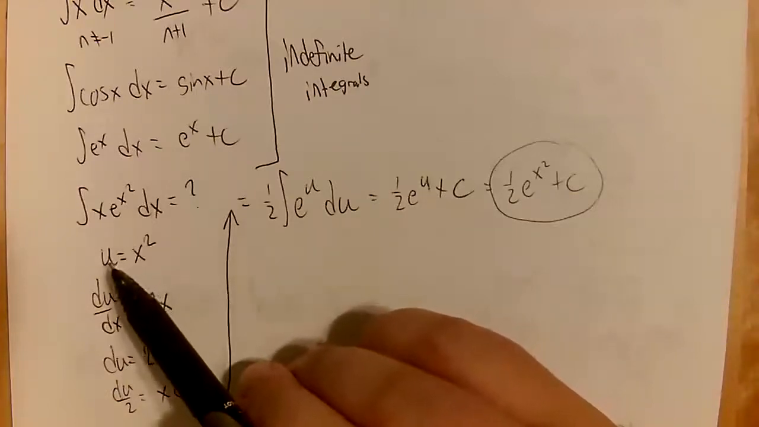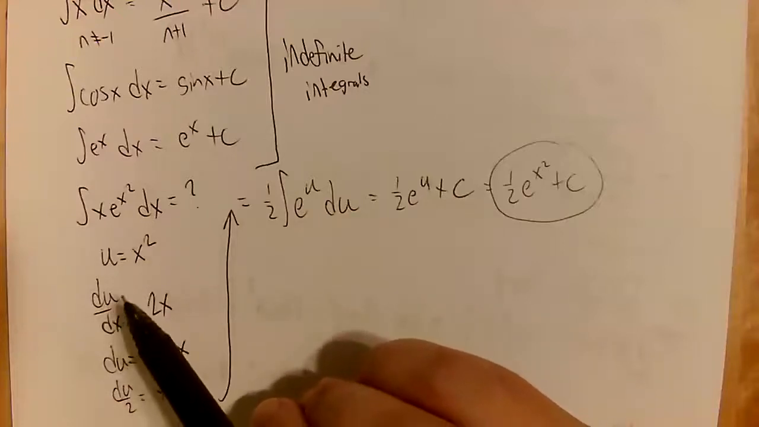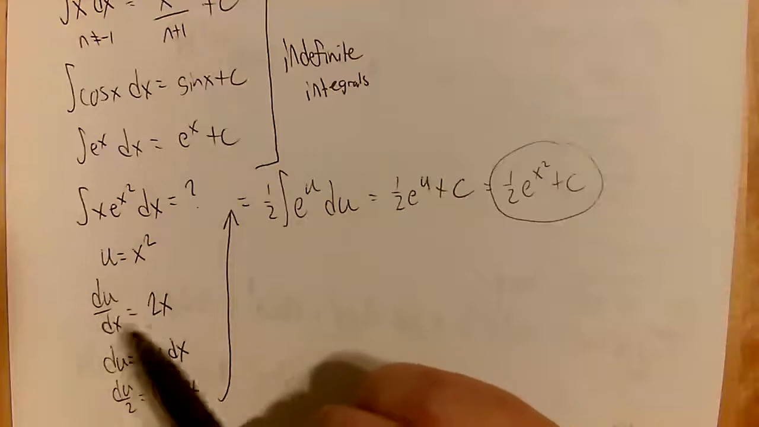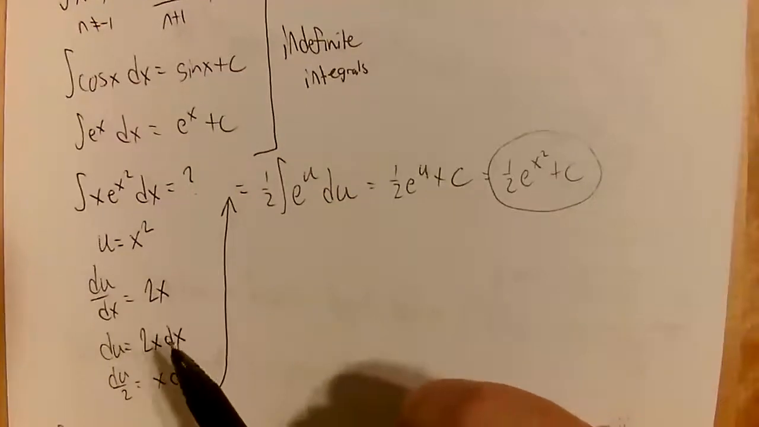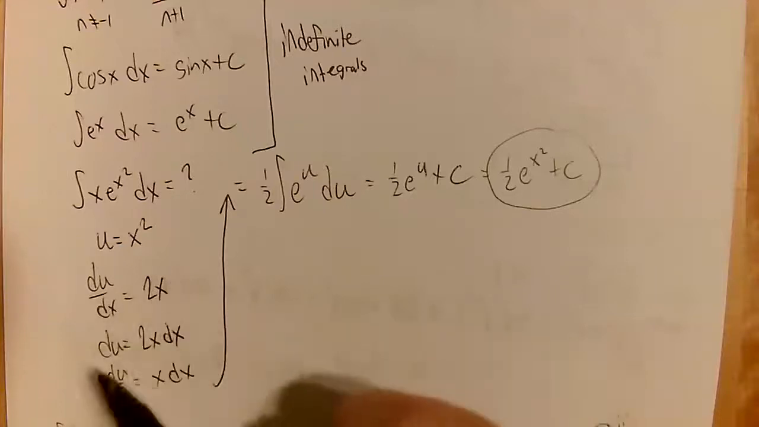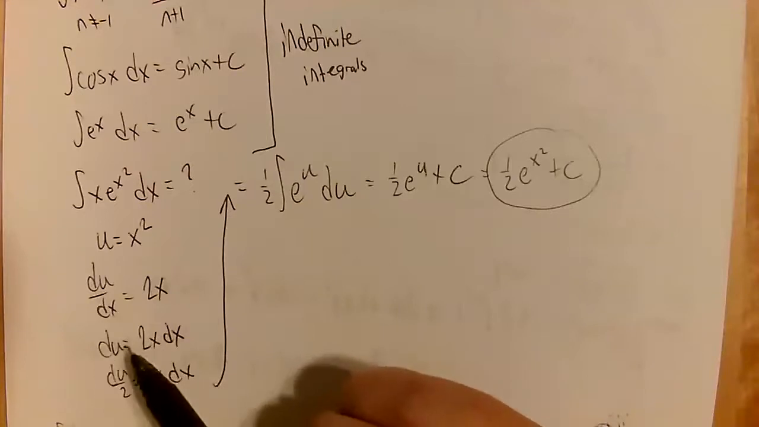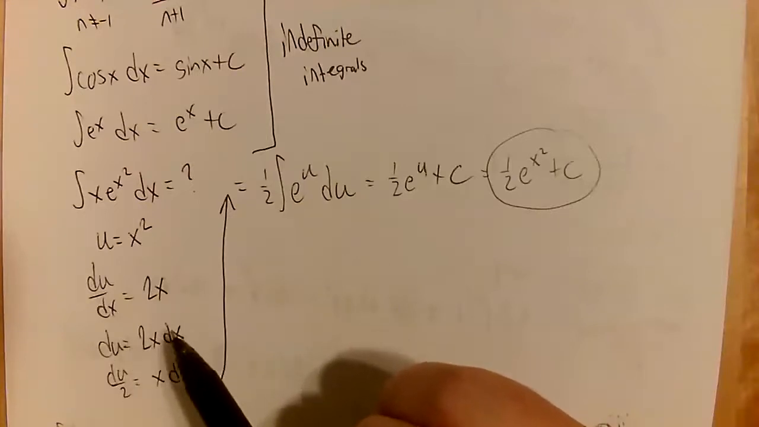What we do is we come up with our substitution, then we find the derivative of our substitution. So here we have du/dx is 2x. Then we bring up the differential over here. So du is 2x dx. So this is what du is equal to. Like I said earlier, it's not just going to be dx, we may have some extra stuff in there as well.